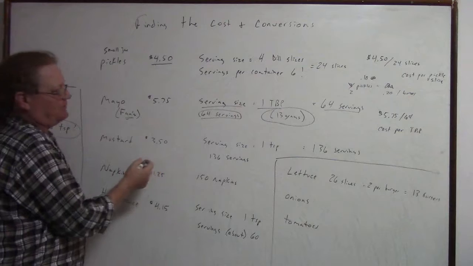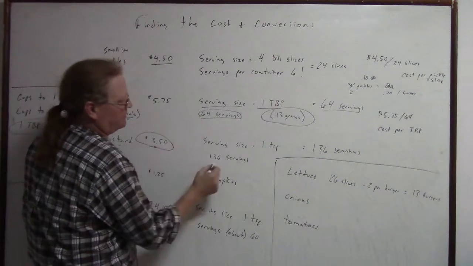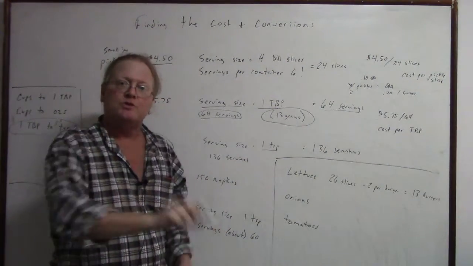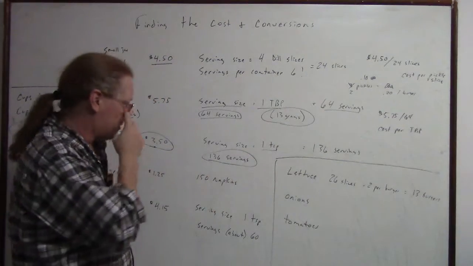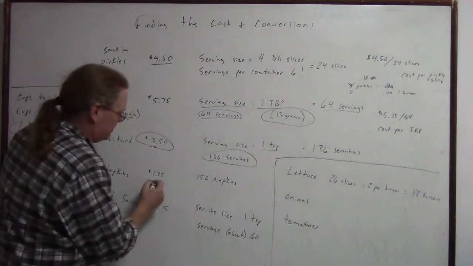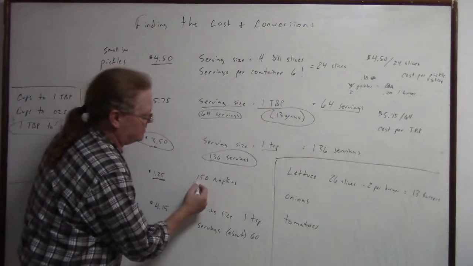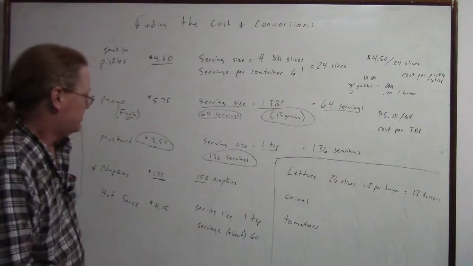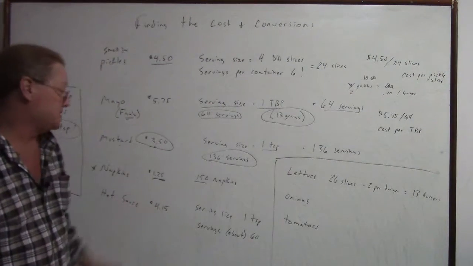Okay, so you do the same thing for mustard. Mustard looks to be $3.50 for a teaspoon, which might sound right. I don't know. You have to go get the measuring spoon and look at it. Does that look right? 136 servings. Now we have napkins at my house. Somebody paid $1.25 for napkins, and there was 150 of them in there. So they're less than a penny, right? I thought they were like 2 cents a piece, but not according to this.